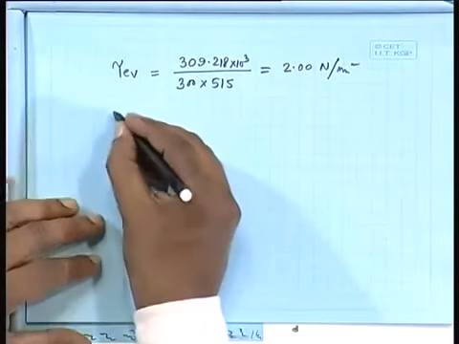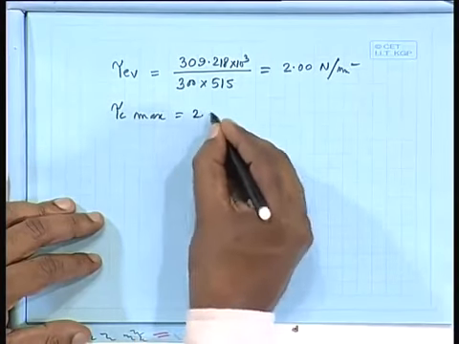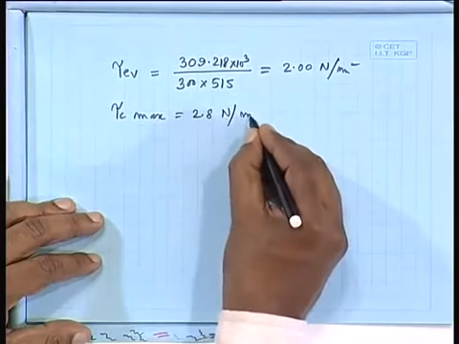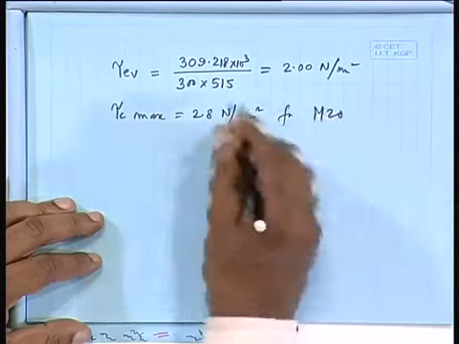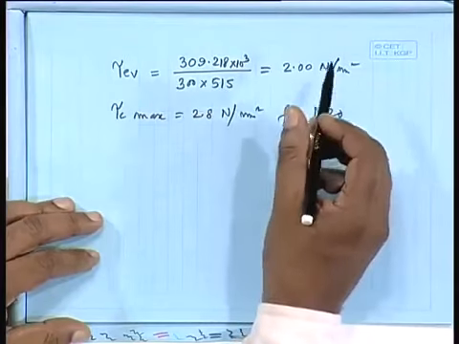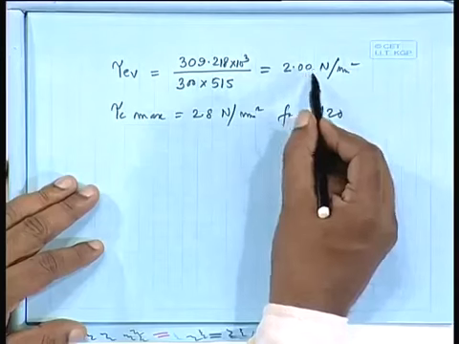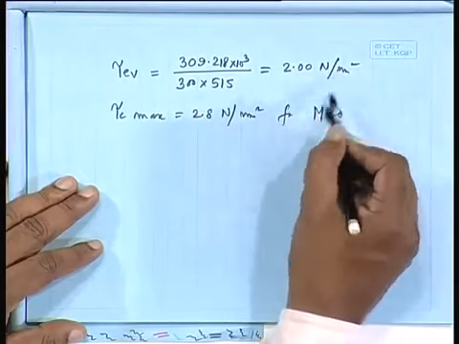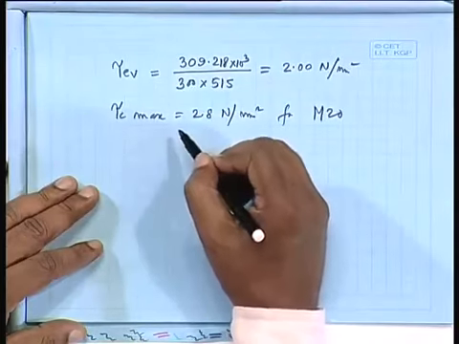Tau C max, that is 2.8 for M20. So less than 2.8, that means we can take this section. If it is more than that, then we have to change the section, we have to change the depth. But here 2 Newton per square millimeter, which is less than 2.8 Newton per square millimeter, that is the maximum permissible shear stress.